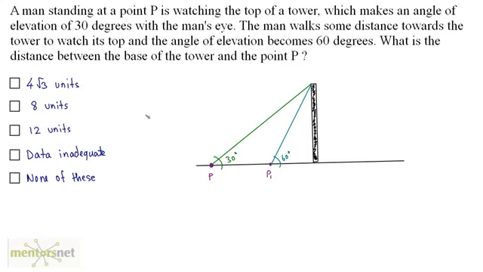Now we have been asked what is the distance between the base of the tower and the point P. So we have been asked this distance, complete distance between the base of the tower and point P. Well, what do you think? Can we calculate that? We could have calculated that had we been given this height of the tower, or at least the horizontal distance, but none of it is given, so we cannot go ahead and solve this question, right? So the data is inadequate in this question, and that's option D.